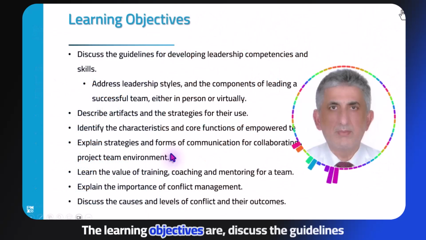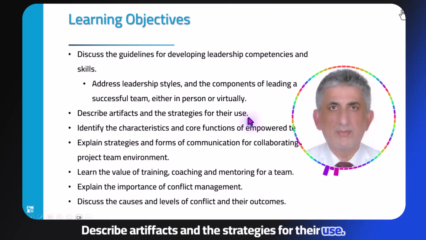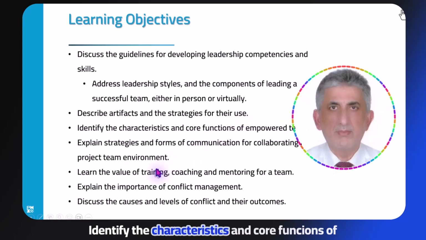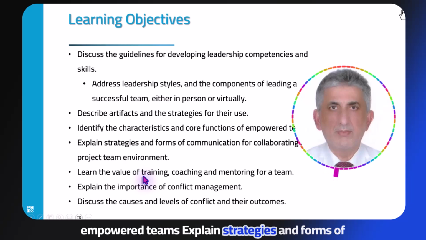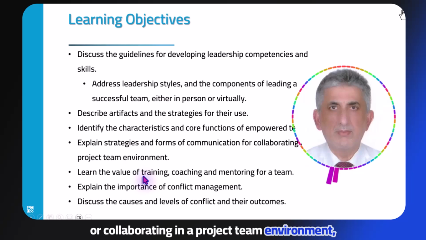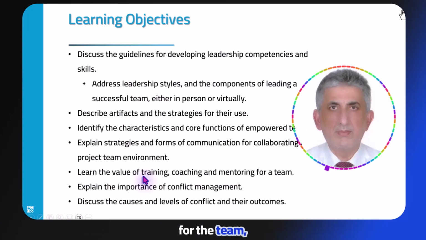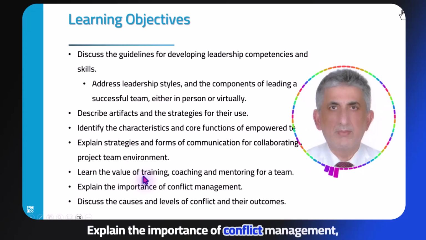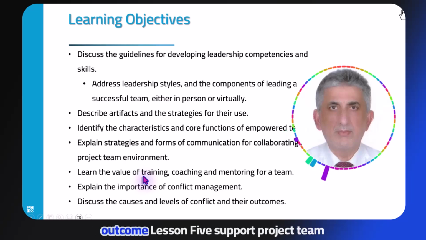The learning objectives are discuss the guidelines for developing leadership competencies and skills. Describe artifacts and the strategies for their use. Identify the characteristics and core functions of empowered teams. Explain strategies and forms of communication for collaborating in a project team environment. Learn the value of training, coaching, and mentoring for a team. Explain the importance of conflict management. Discuss the causes and levels of conflict and their outcomes.